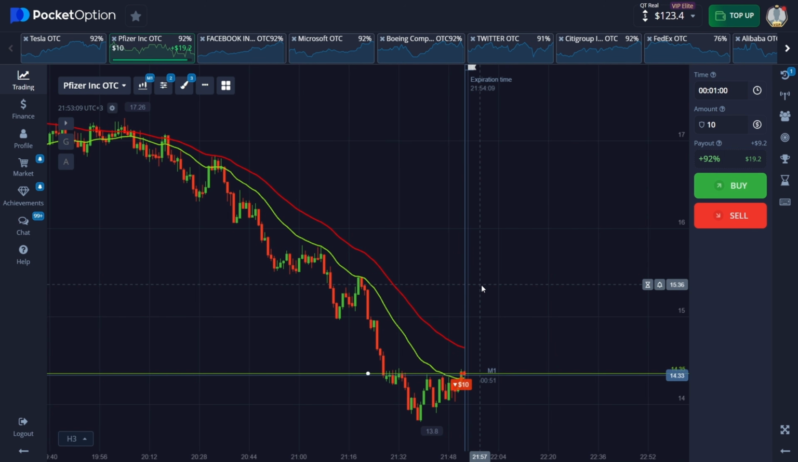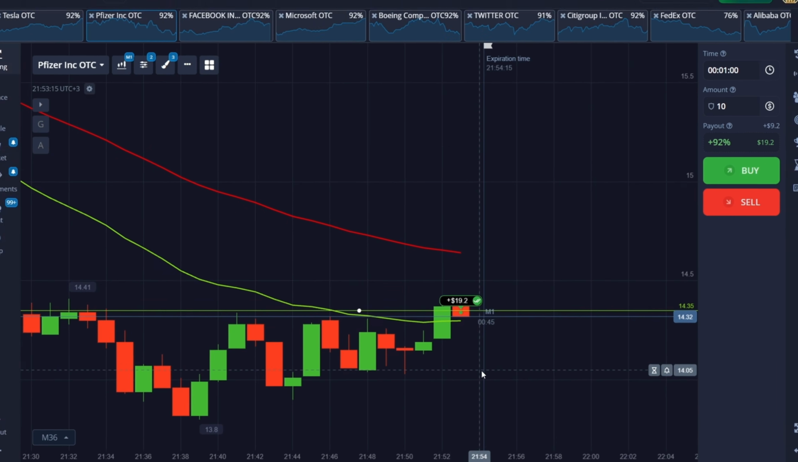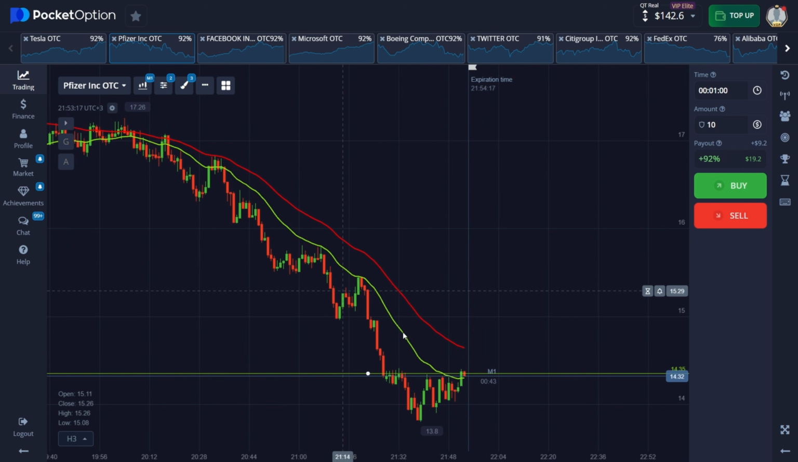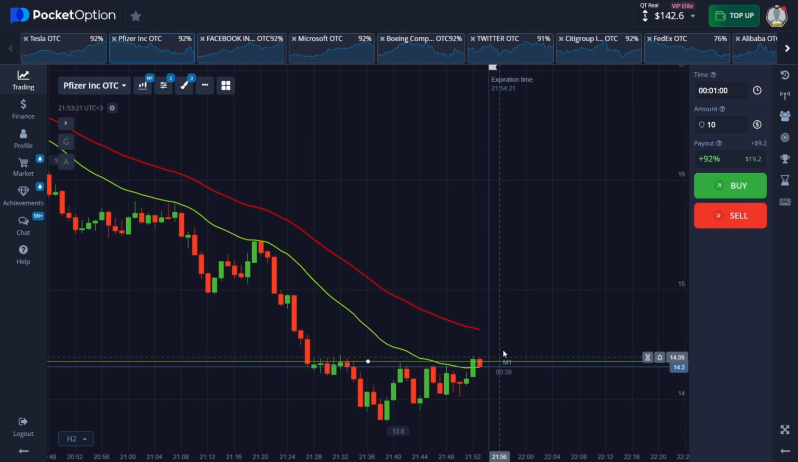Now it has come back and is going in our favor. And we won it. We won in the last second, which is great. Now our balance has increased to $142. Let's find another trade for another $10.